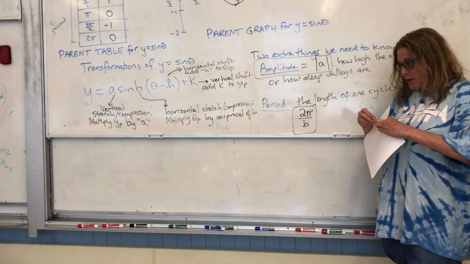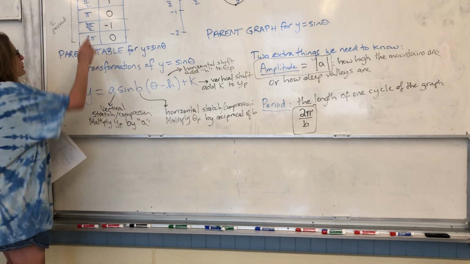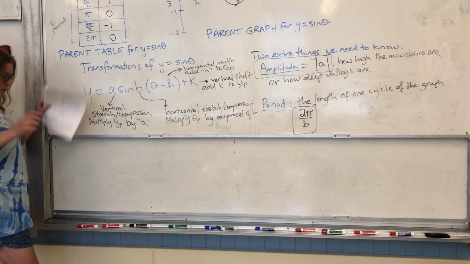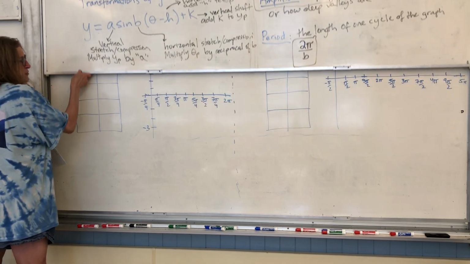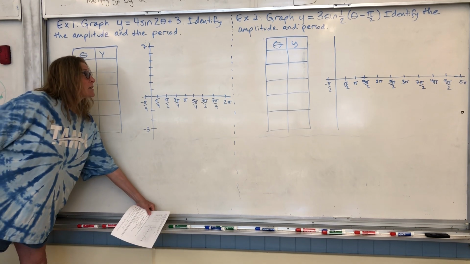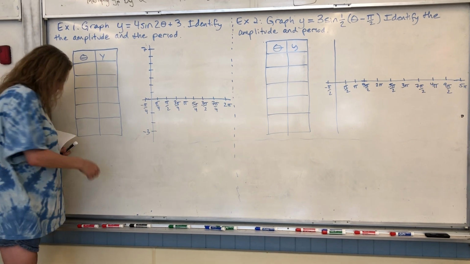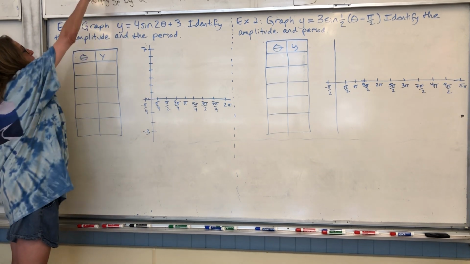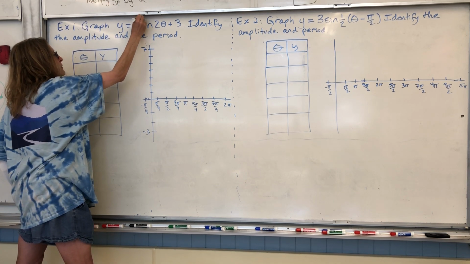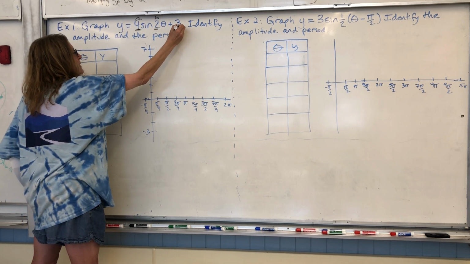Okay guys, are you ready? The big moment. We are going to actually graph some now. So I'm just going to remind you what we want to do is look at our parent table as our grounding, right? That's where we're going to make our transformations. So this first one we want to graph is 4 times sine 2 theta plus 3. So I'm going to look at this and say, okay, 4 is an A value, 2 is a B value, and 3 is a K value.